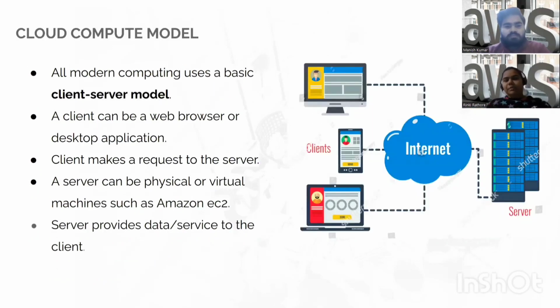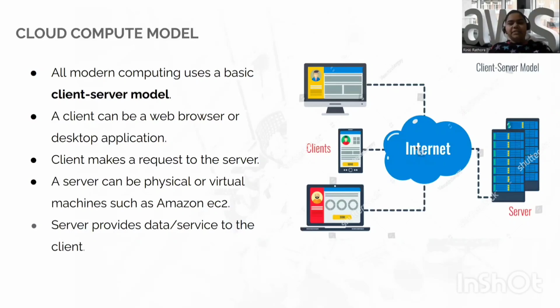All the modern computing in today's world revolves around a basic client server model. So let us understand what a client server model is. A client places a request, and this request goes to a server, and a server does some processing, and then it gives back a response to the client. Let us understand it with the help of a simple example.